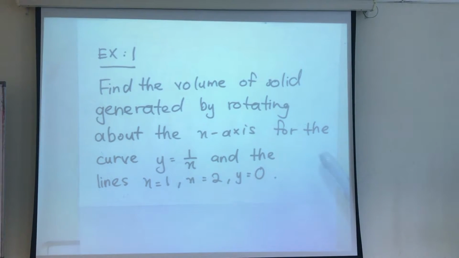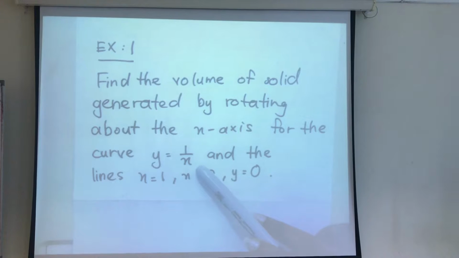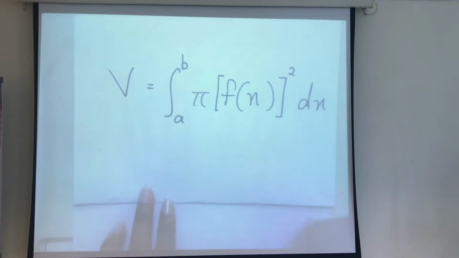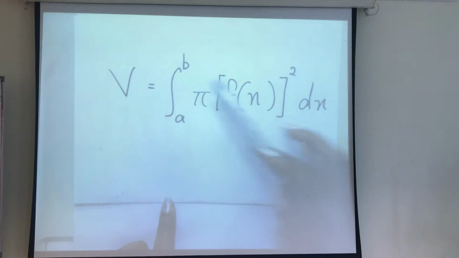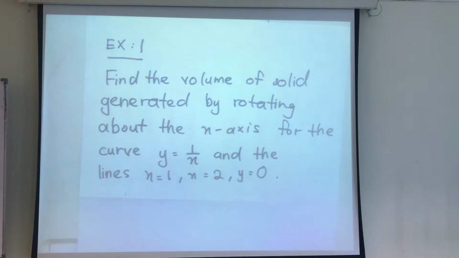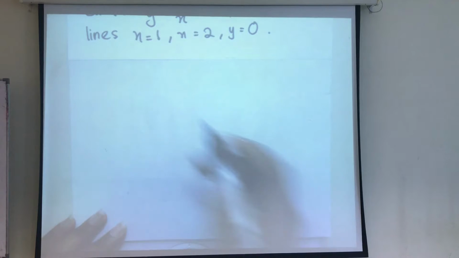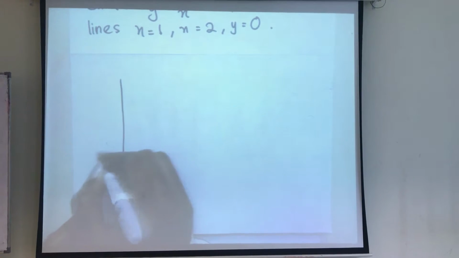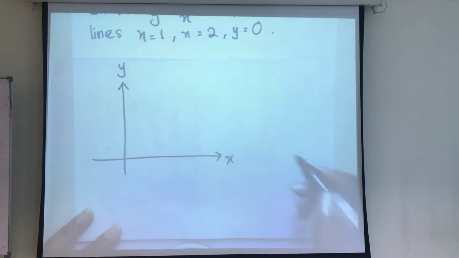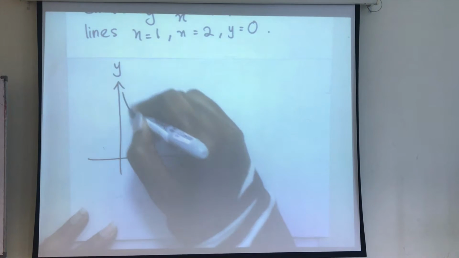Okay, as we know this example involves only one function, which is y equals 1 over x, so we'll be using the disk method. The formula for disk method is V equals the integral from a to b of pi times f(x) squared dx. Okay students, in this question we have lines x equals 1 and x equals 2. So which is going to be the upper limit and lower limit? x equals 2 will be the upper limit. Okay, the graph of y equals 1 over x will be like this.